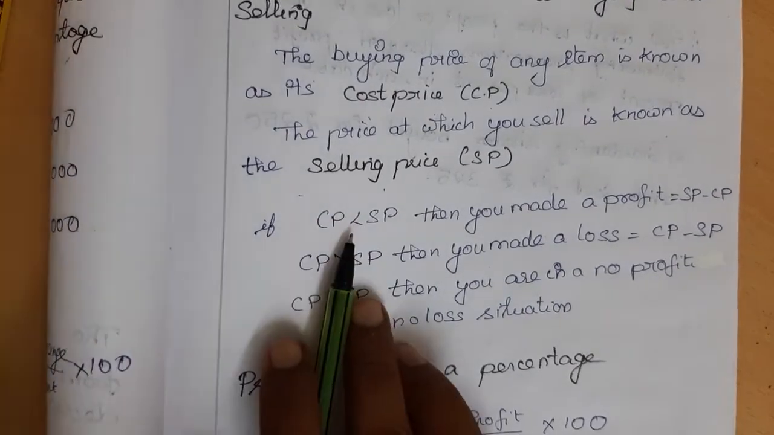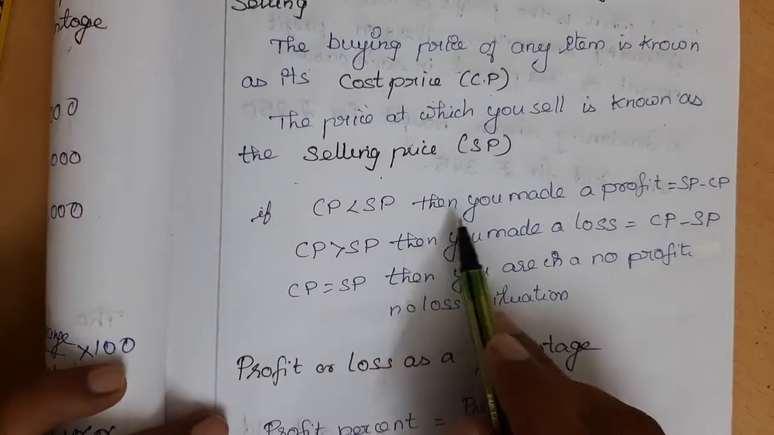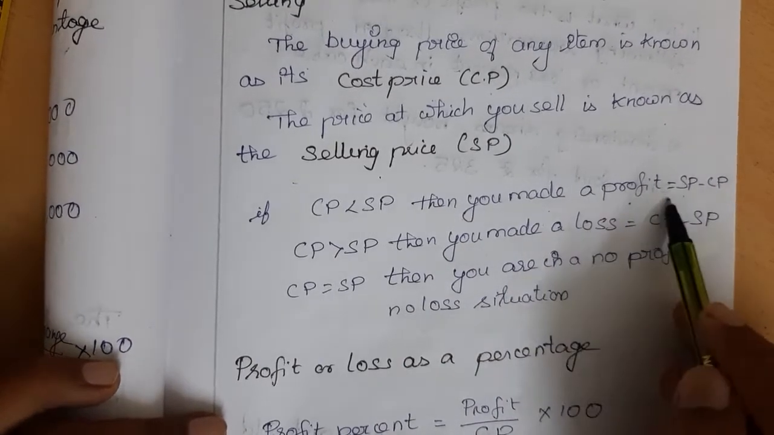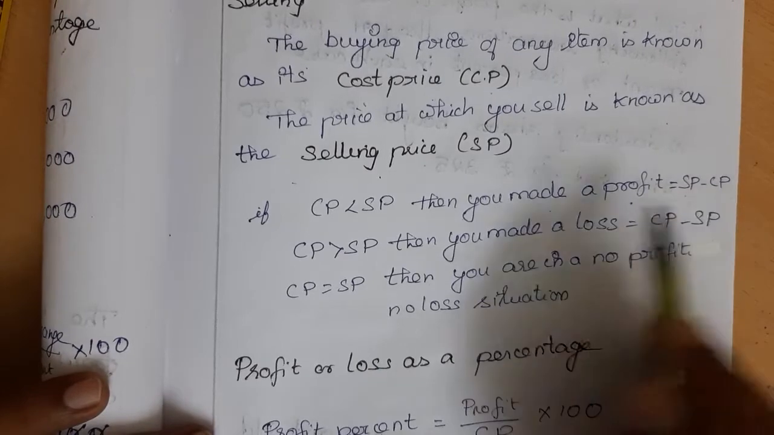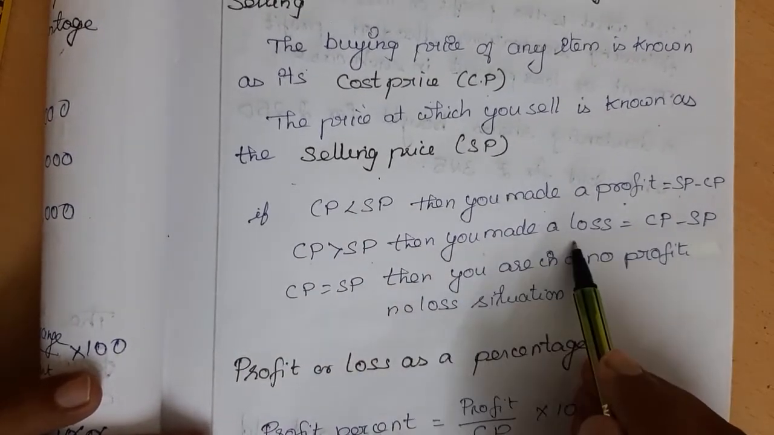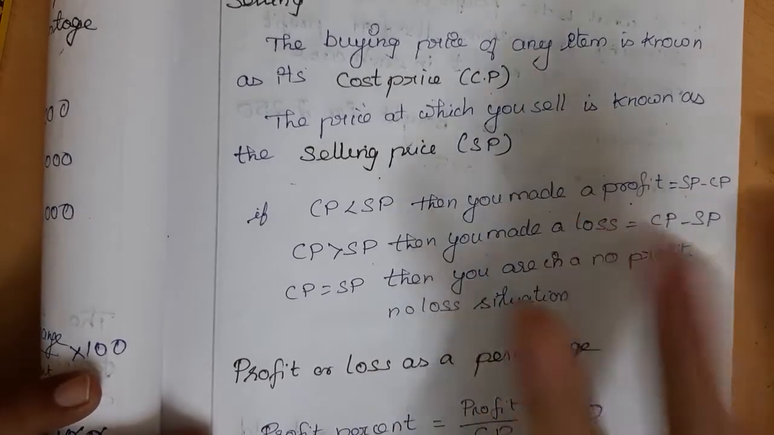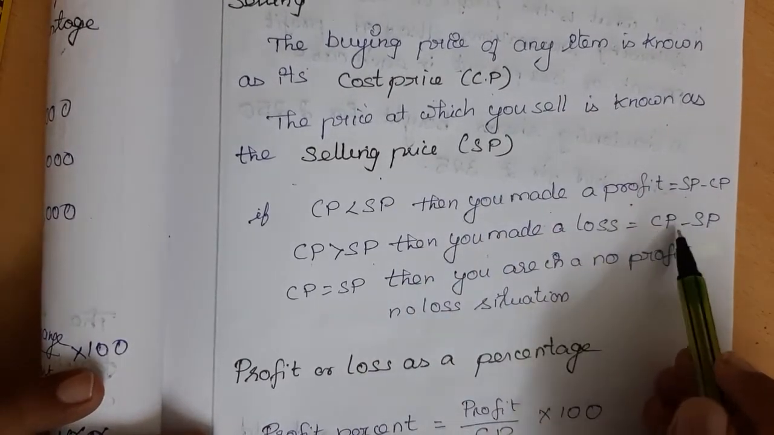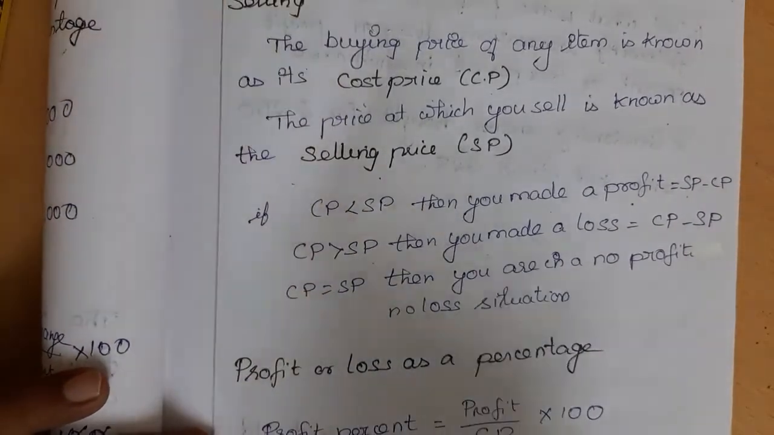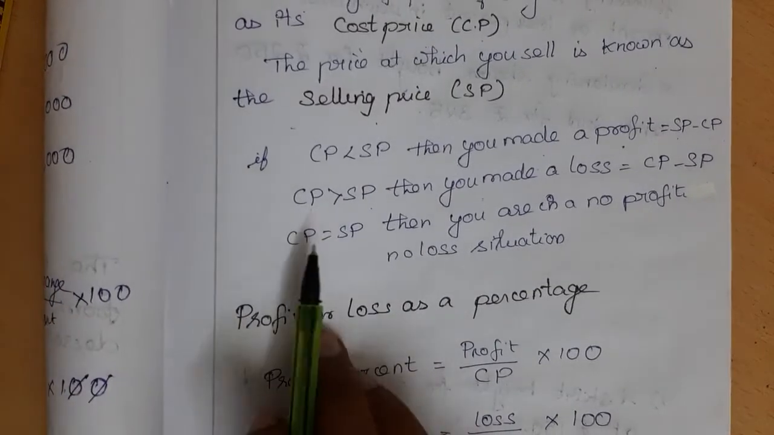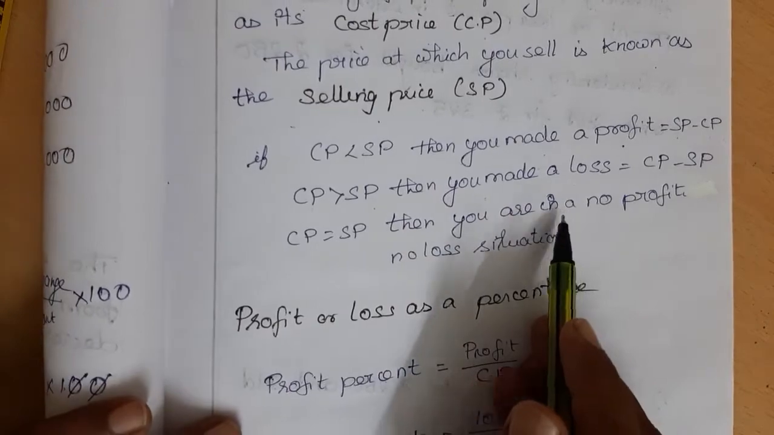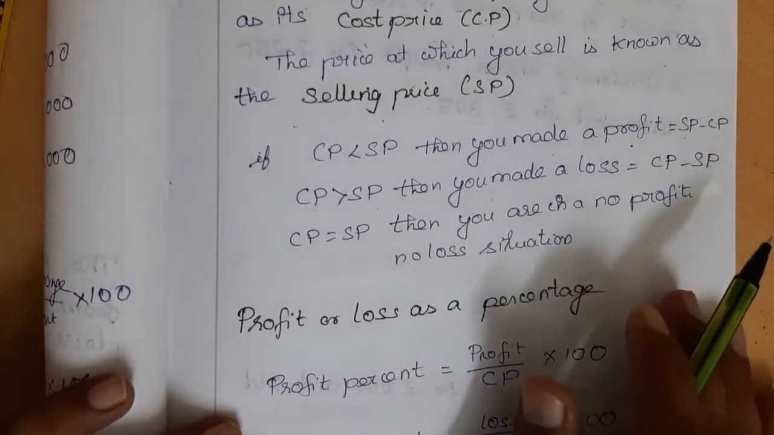If cost price is less than the selling price, then you made a profit, and the profit will be selling price minus cost price. If cost price is greater than the selling price, then you made a loss, and we can find how much loss by subtracting, that is CP minus SP. If cost price and selling price are equal, then there is no profit or no loss.